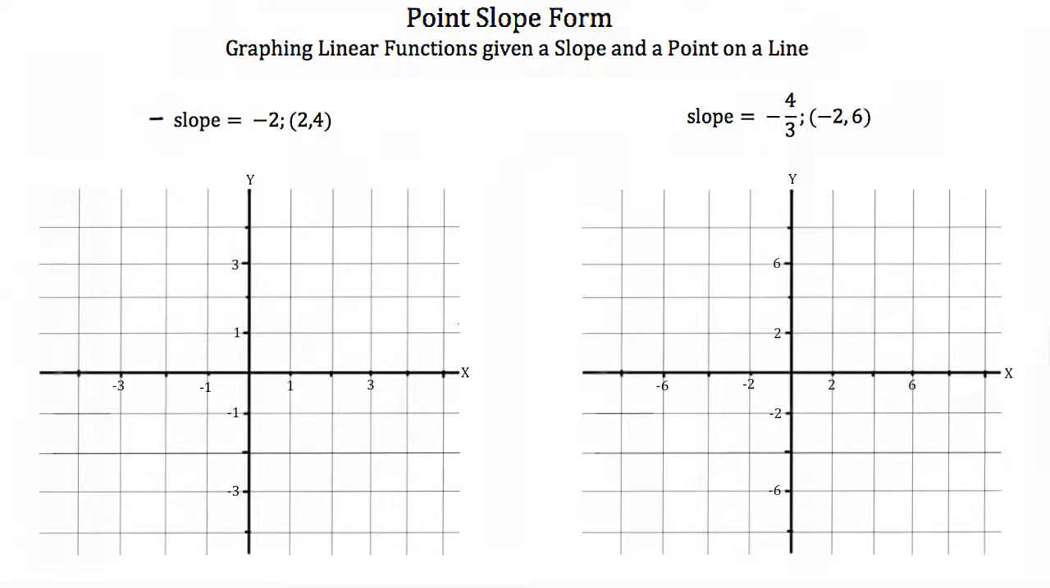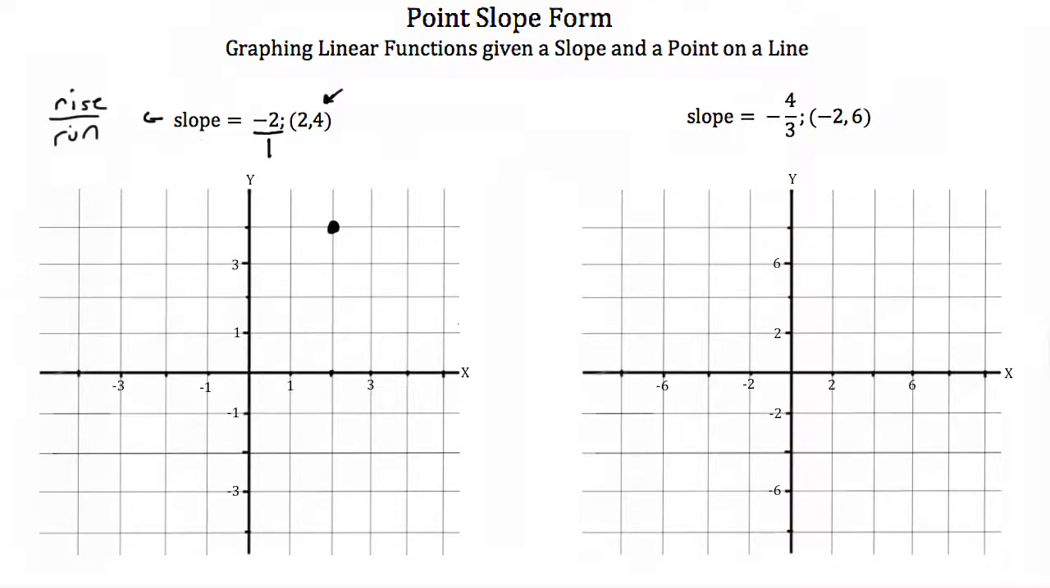We have a slope, which you have to remember is rise over run. So we have a slope of -2. We have a rise of -2 and a run of 1. And then we're given the point 2, 4. So let's start at that point on our graph. Here's 2, and there's 4, so there's our point.